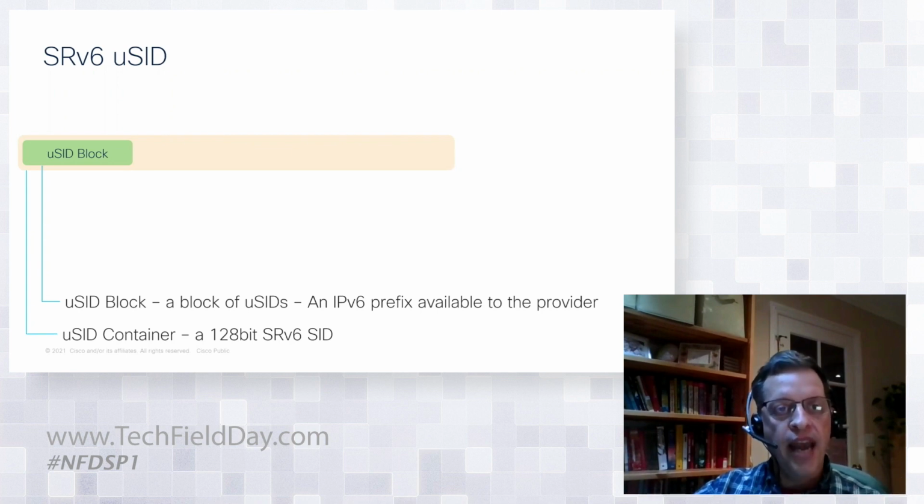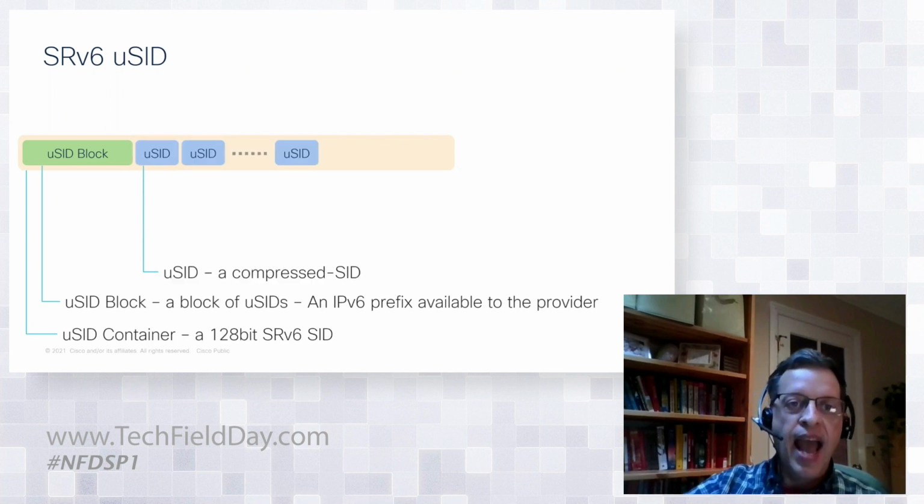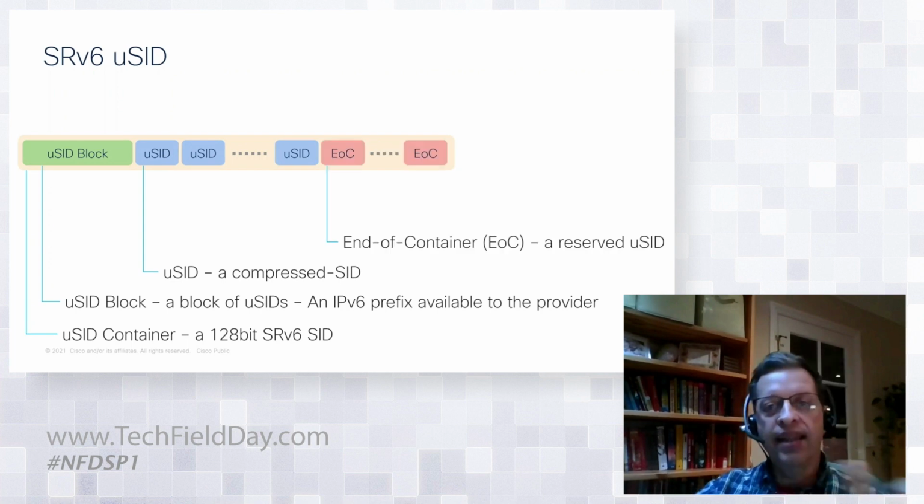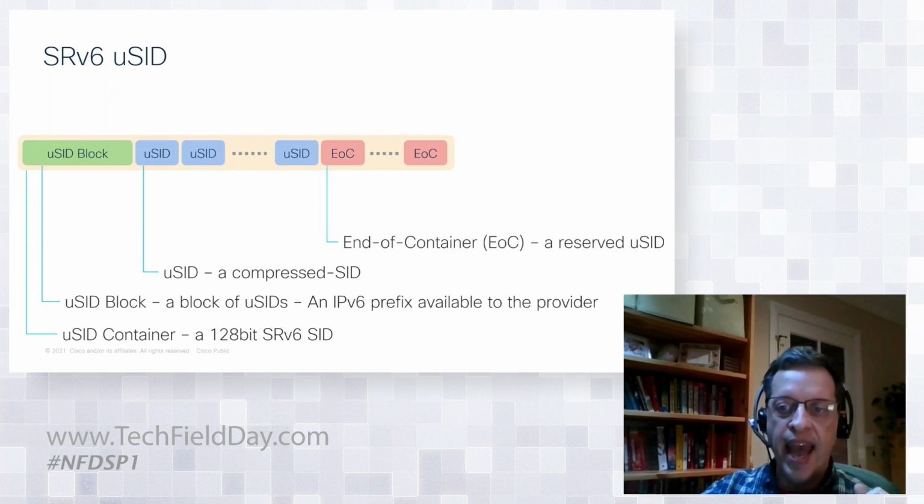But imagine you have your container, you have your block, which identifies a block of micro SIDs, and then you have the micro SIDs. The micro SIDs, each in blue here, will represent each one of them a semantics to achieve a particular goal. They are a type of compressed SID. And as you can see, you could have multiple. And then at the very end, you will have a special reserved micro SID, which is going to call the end of container.